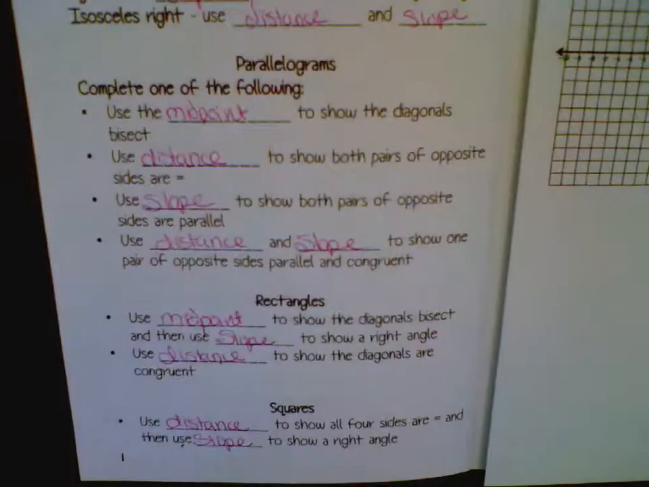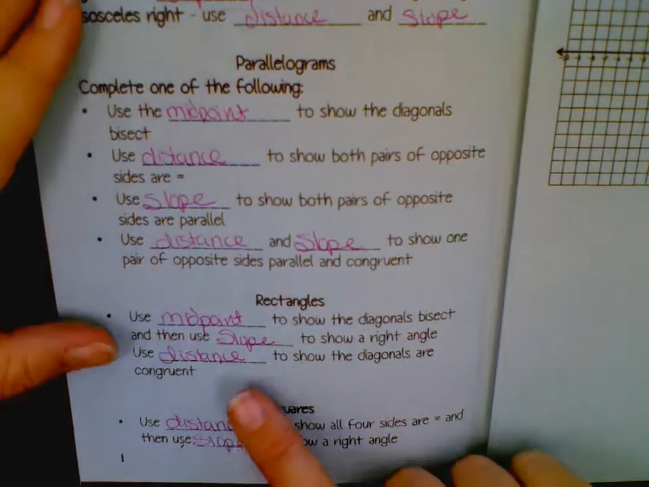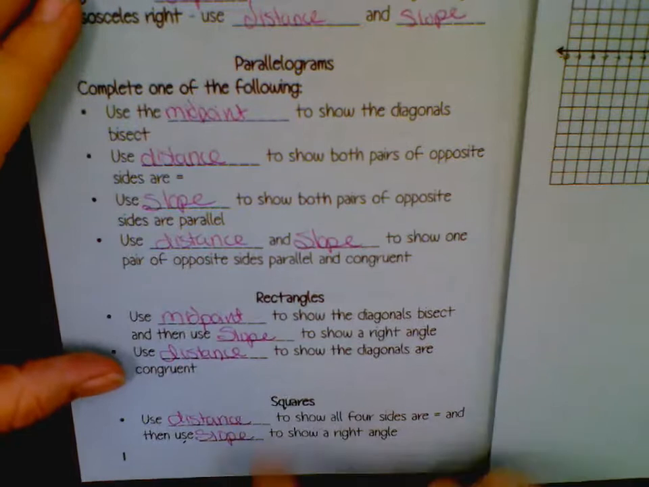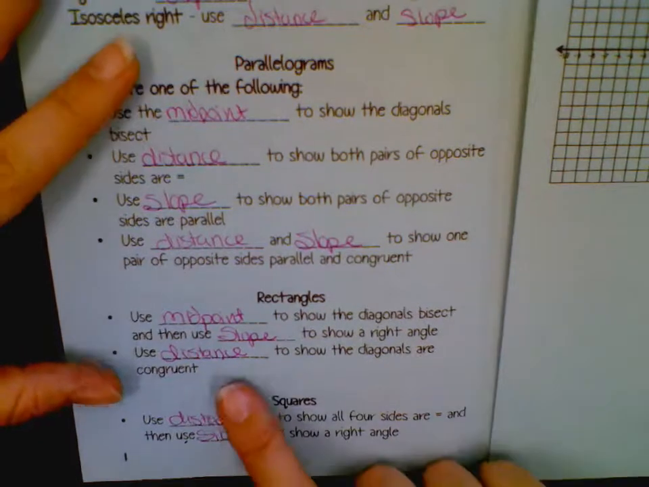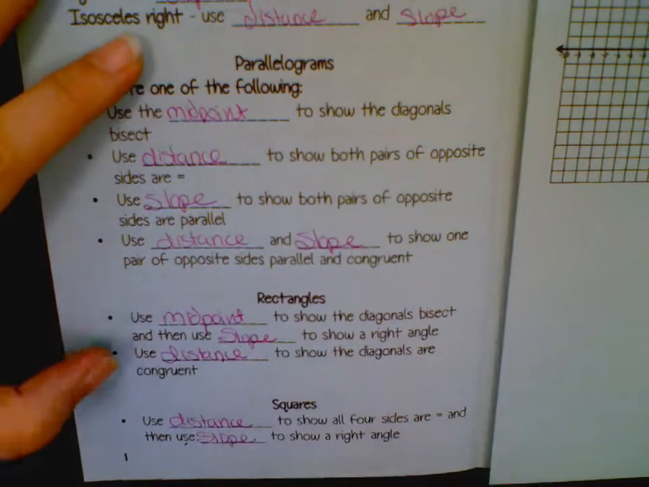If we wanted to show that something was a rectangle, then if we had that their midpoints would show that the diagonals bisect, and then we would have to use the slope to show that the vertex has a right angle. Or we can use the distance formula to show that the diagonals are congruent, which would probably be the easier way.